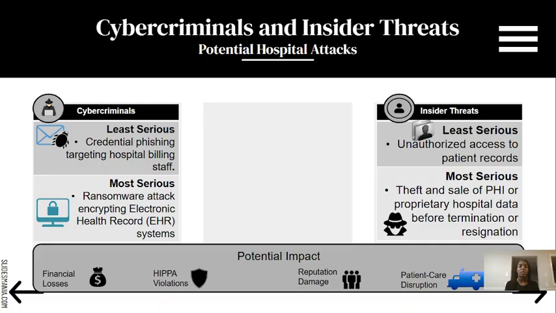So, some examples of least serious threats for cyber criminals would be credential phishing or targeting hospital billing staff, while a most serious threat would be a ransomware attack on electronic health records. A least serious threat for an insider would be unauthorized access to patient portals or records, while a more severe threat would be the theft and sale of proprietary hospital data prior to being terminated or resigning. And this can impact the hospital and a patient financially through HIPAA violations, through patient care disruption, and most importantly, through patient and hospital reputation damage.